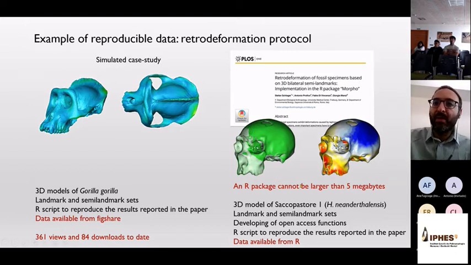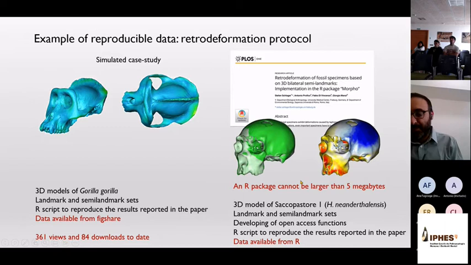So what we did was to share in R as data a lighter version of the cranium of Saccopastore 1, as well as the landmark and semi-landmark configuration, and the entire script reported in the paper as supplementary information. So in this case, we supply to the users all the information, all the material to reproduce exactly the same picture that we reported in the paper. And this was possible because using a lighter version of this cranium, the data was not very large.